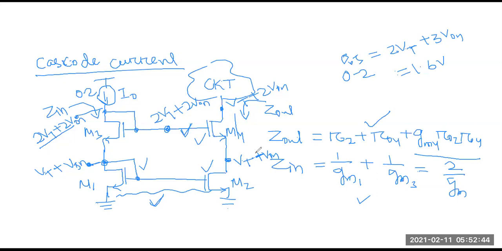Node voltages, how the headroom issue will be there. How output impedance increases, input impedance also increases, but slightly, it's 2 by GM instead of 1 by GM. Clear? So we have covered two current mirrors. One is source degenerated and the other is cascode. Which one will be better? Suppose it's a higher node technology. Cascode will be better.